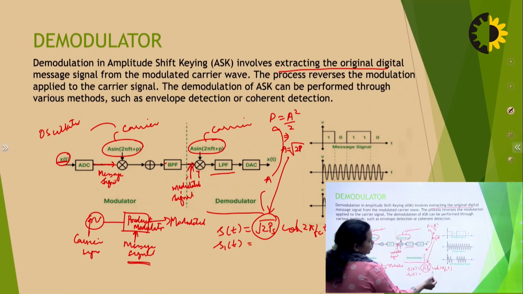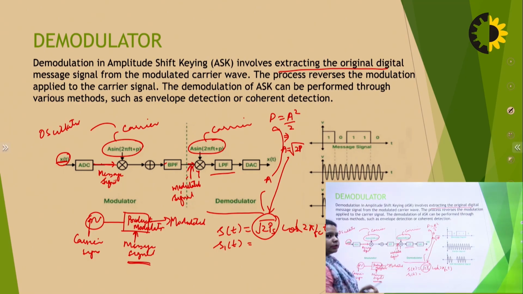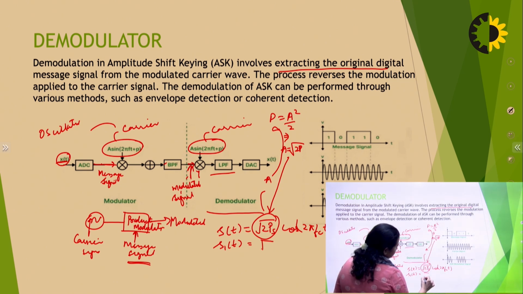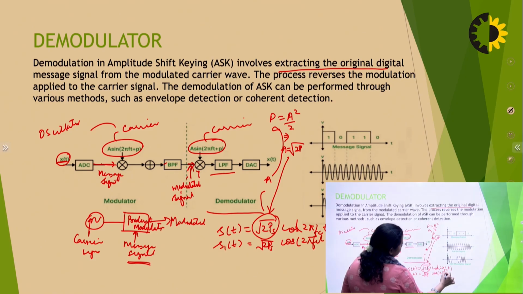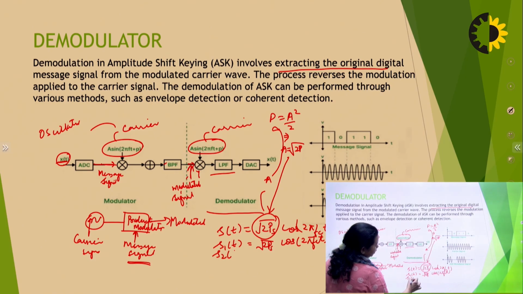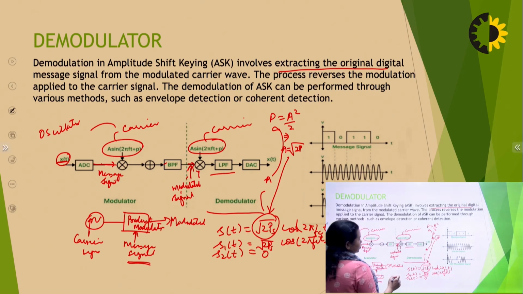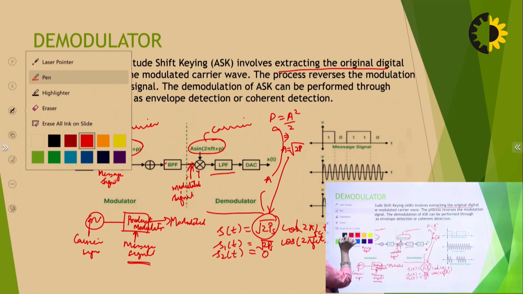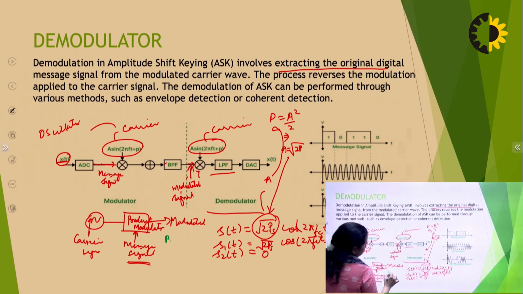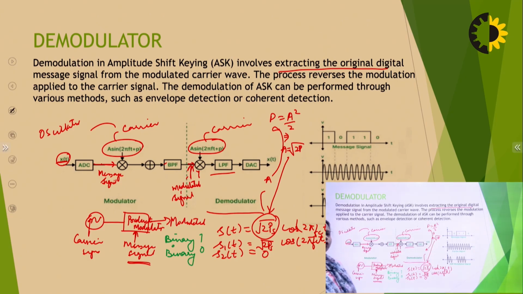So this is under root 2 PS cos omega CT, and this modulated signal is again divided into two signals. Why? Because we are working on 1 and 0. So S1(t) is the same, under root 2 PS cos 2 pi FCT, but your S2(t) is 0. So you just write, this is for binary 1 and this is for binary 0, right?